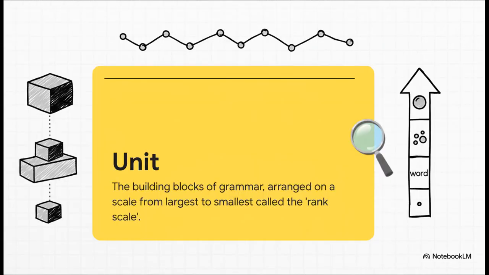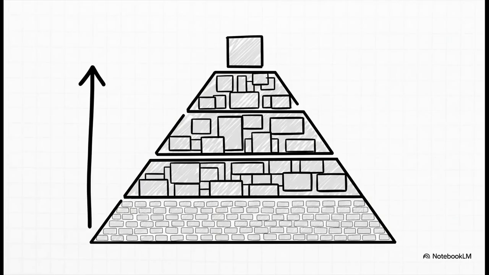The first tool, unit, is all about size. It's simply about organizing language into a hierarchy, from the biggest pieces down to the smallest. Linguists call this the rank scale. So, this scale flows from the largest thing, a sentence, all the way down to a morpheme, which is just the smallest little bit that still has meaning, like the un in unhappy.